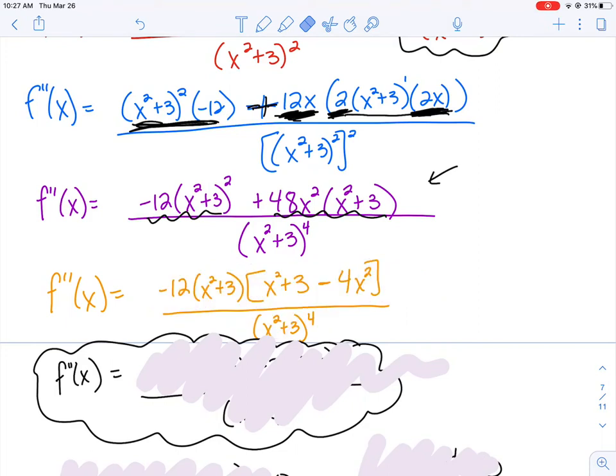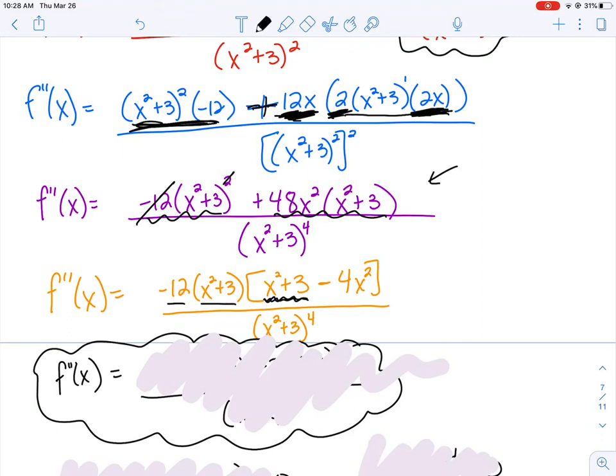If I take out a -12 and an x squared plus 3, the -12 goes away on this part, and one of the x squared plus 3's goes away, but I'm still left with one of the x squared plus 3's. So I'm going to leave my leftovers in the parenthesis. Again, I took out a -12, I took out an x squared plus 3, and I have left over an x squared plus 3 still.